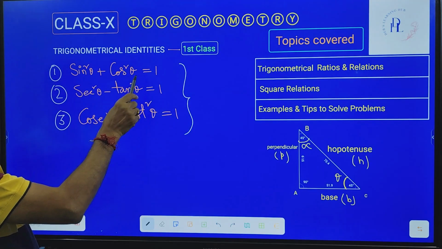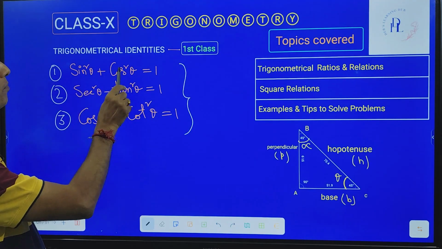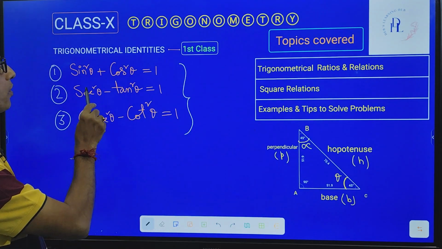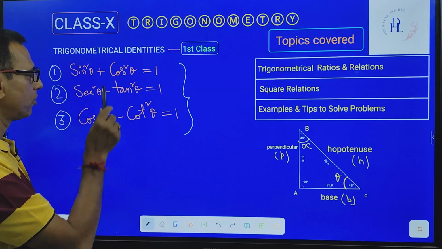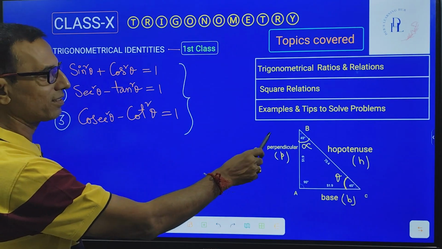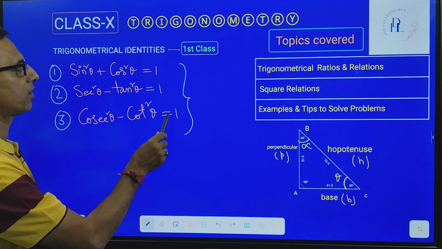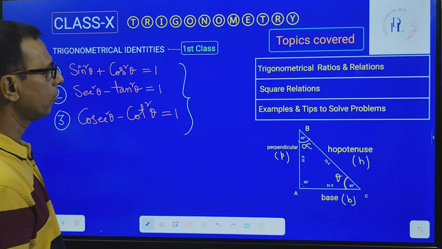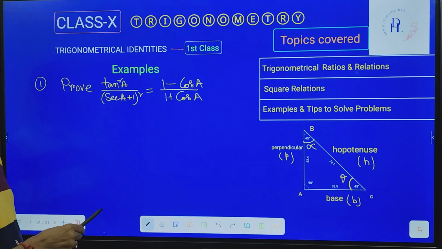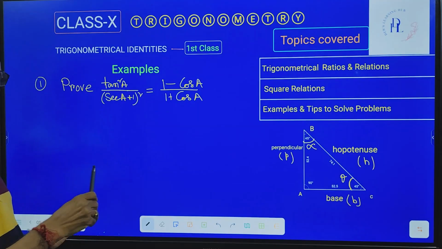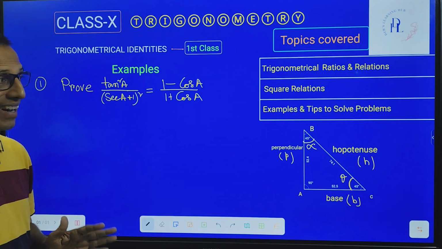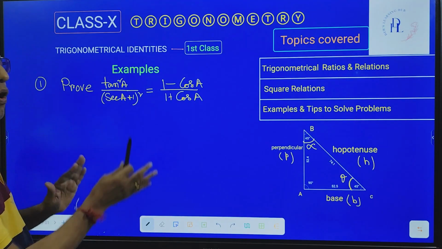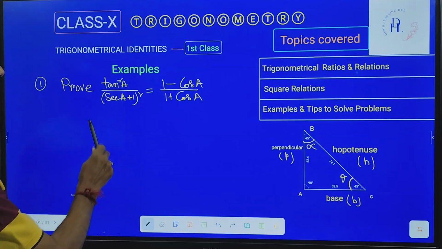I have already shown you why sin square theta plus cos square theta equals 1, just by evaluating from this triangle. The same thing I have done for sec square theta minus tan square theta equals 1. What you can do on your own is do it similarly for cosec square theta minus cot square theta equals 1, and see how it comes. Okay, so let's do a few examples, but first let's understand the tips I am going to give you on how to solve this kind of problem in trigonometry.